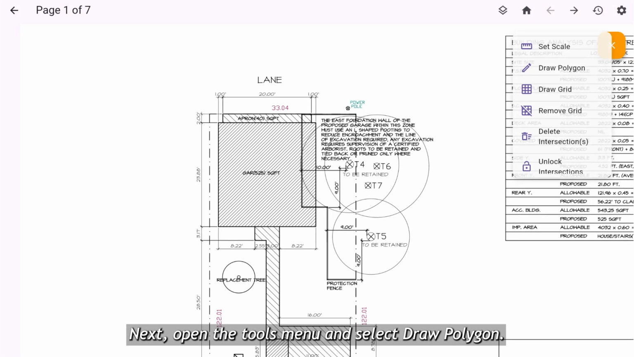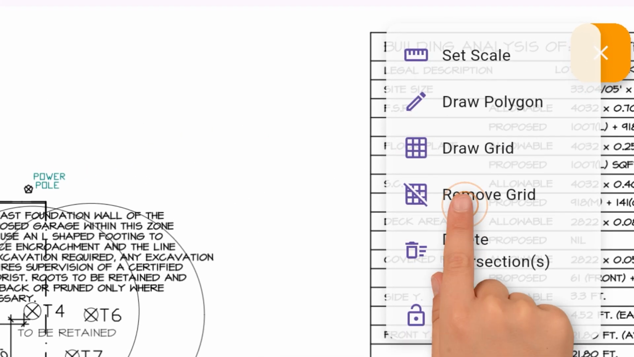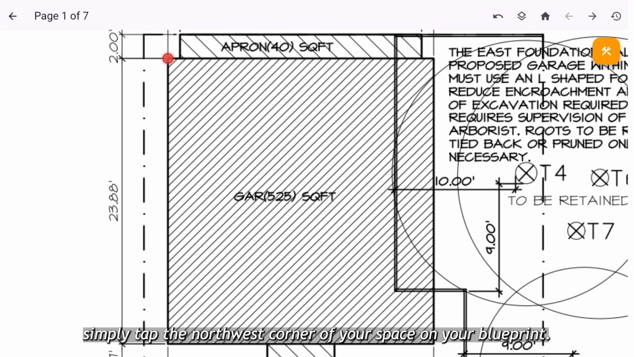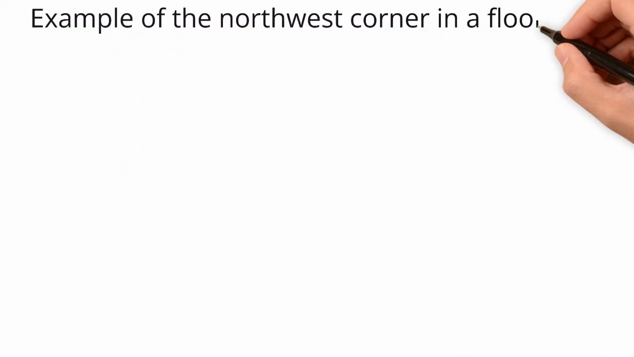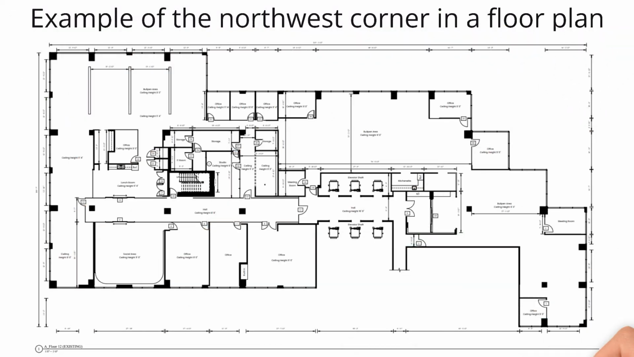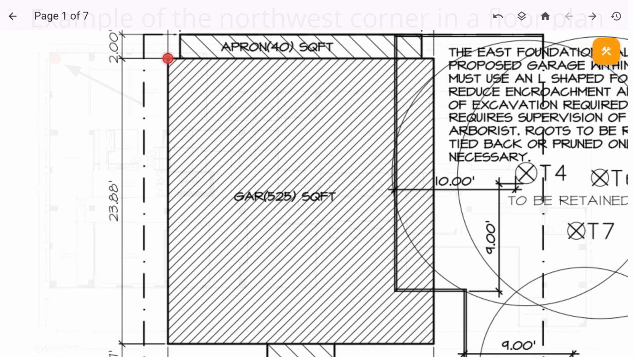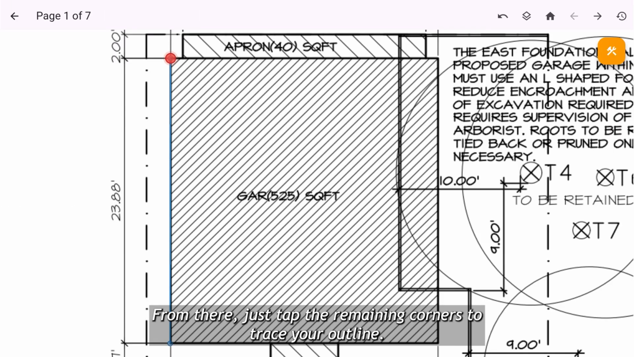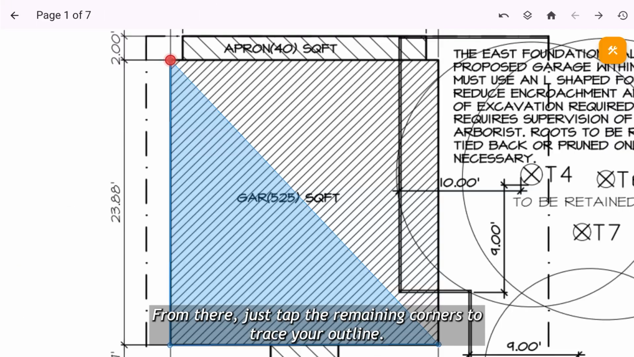Next, open the Tools menu and select Draw Polygon. To start drawing your polygon, simply tap the northwest corner of your space on your blueprint. You'll notice a red circle appears to mark your starting point. From there, just tap the remaining corners to trace your outline.